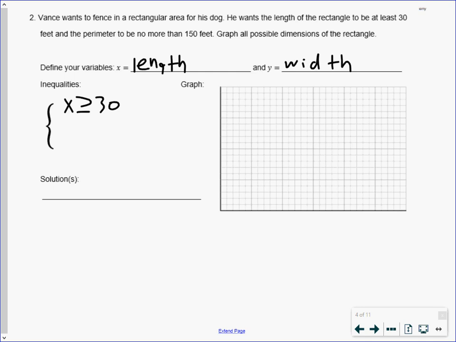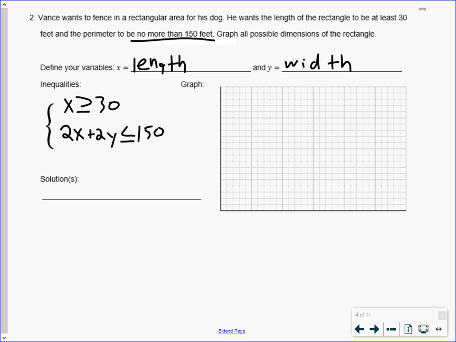After that, we're told he also wants the perimeter to be no more than 150 feet. So the equation for a perimeter is 2L plus 2W. So in this case, it will be 2x plus 2y has to be less than or equal to 150 because he wants it to be no more than 150 feet. So it can be 150 feet, but it can't be any more than that.